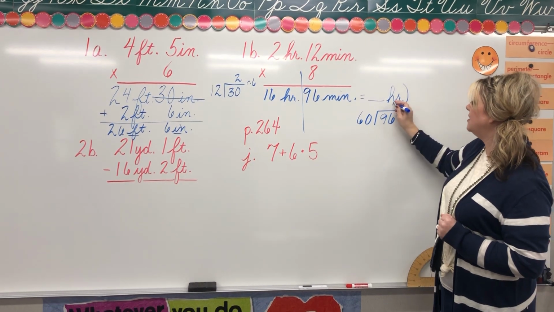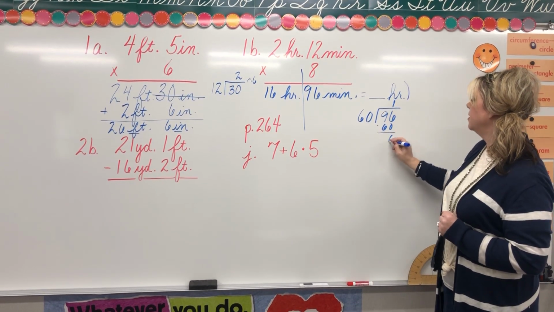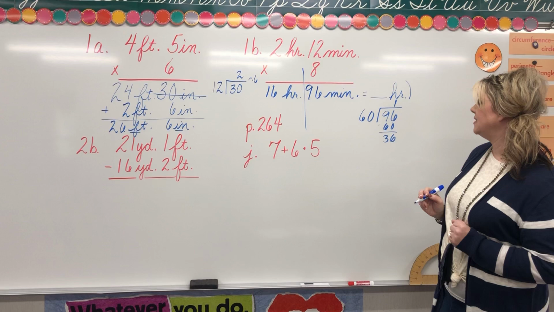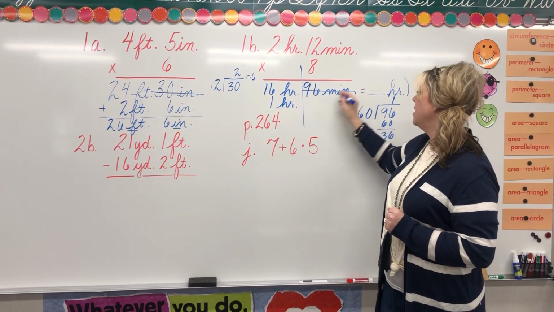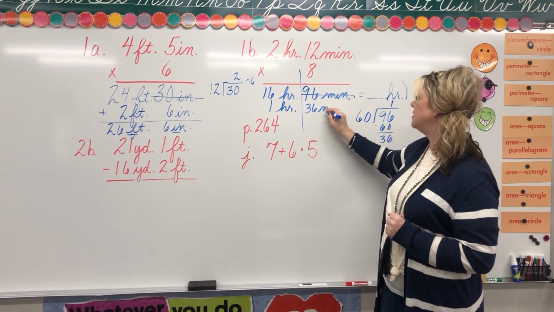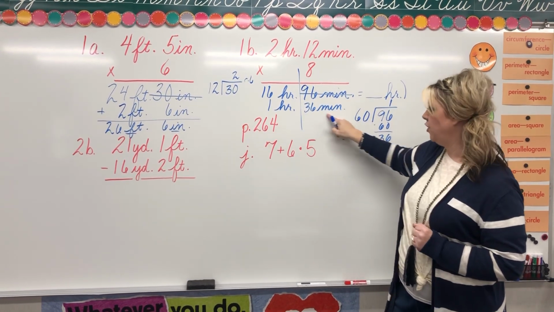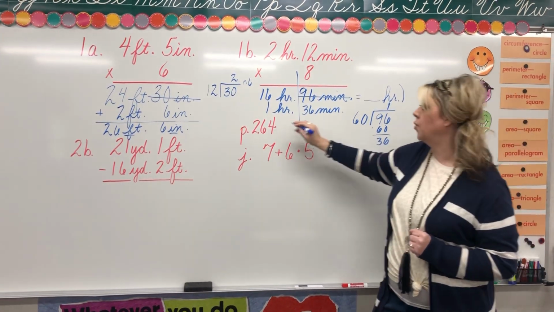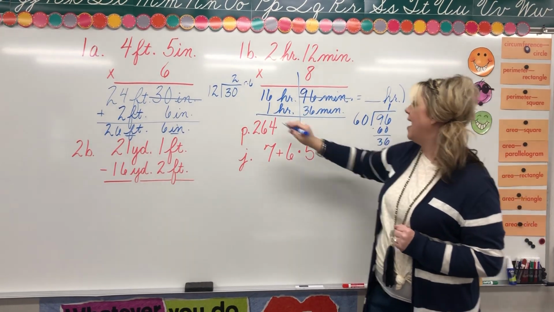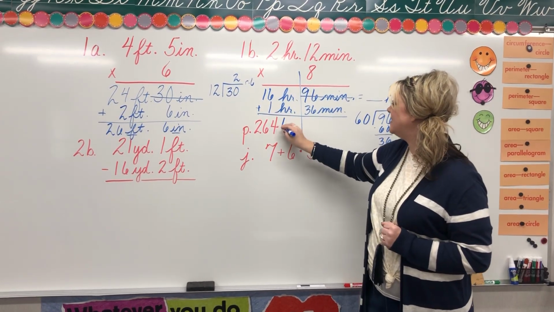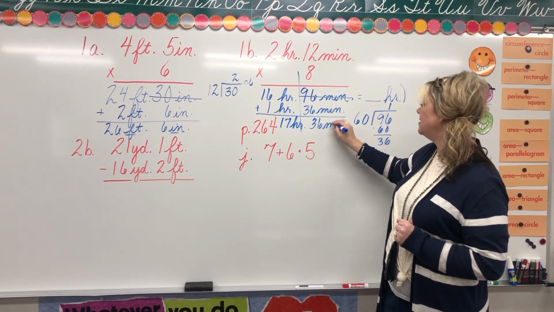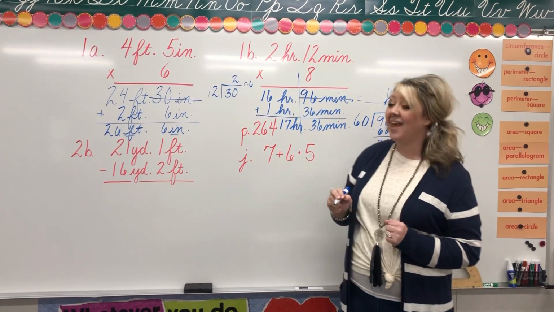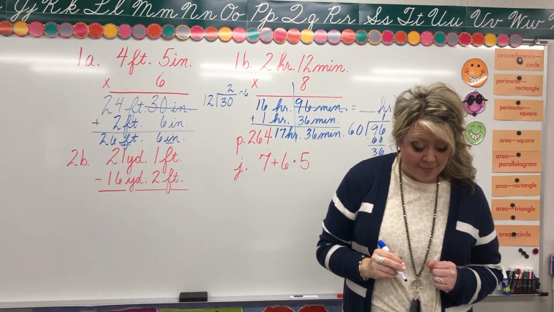60 goes into 96 one time with 36 left over. So 1 hour and 36 minutes. That's fewer minutes than a full hour, so we're on the right track. We add those together and we're going to get 17 hours and 36 minutes. And that's your answer for letter 1B.